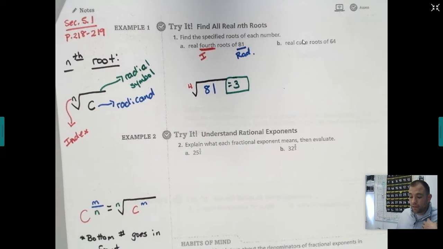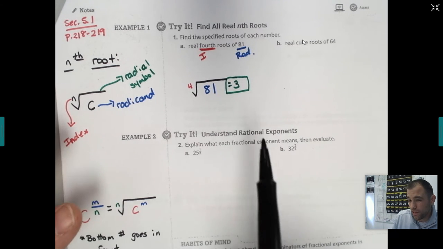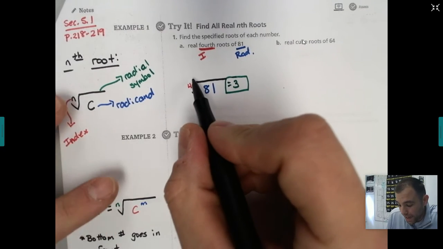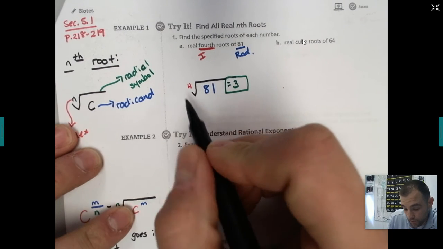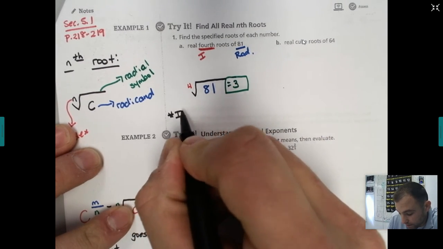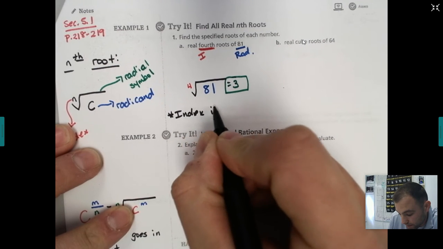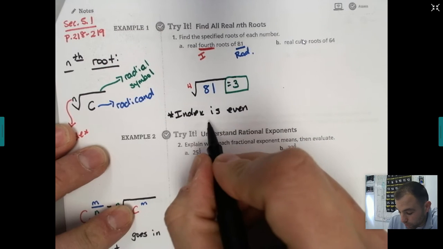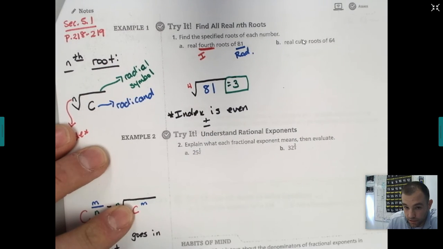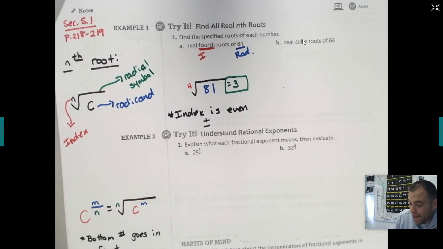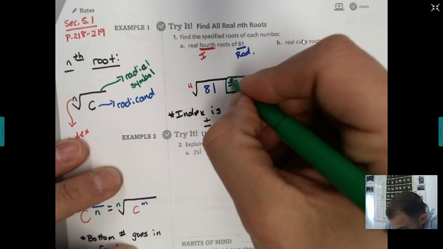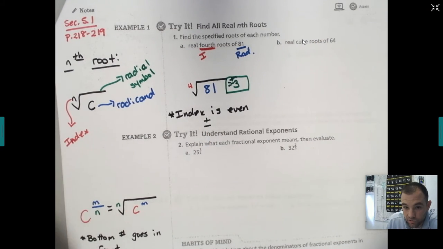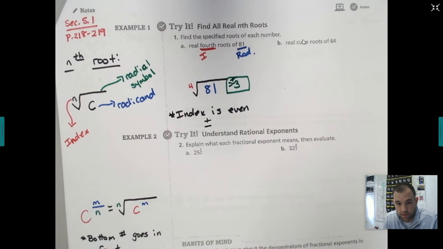Okay, now there's one thing that we have to remember. There's one thing that's really important that I haven't written yet, so this answer is not totally correct yet. Whenever your index is even, we have to put a plus or minus in front. So the answer to this problem is actually plus or minus 3. I didn't leave myself very much room, but plus or minus 3 right there.